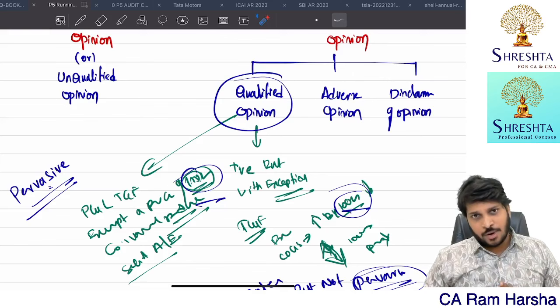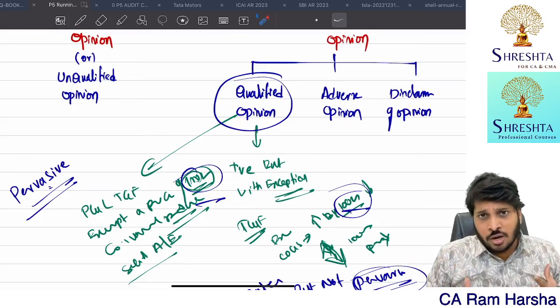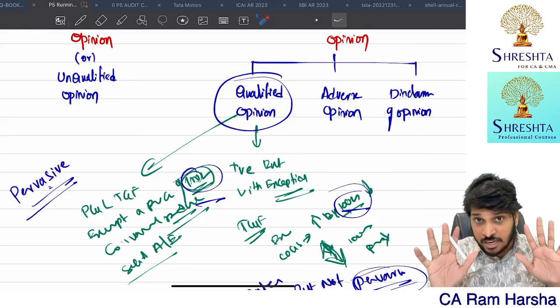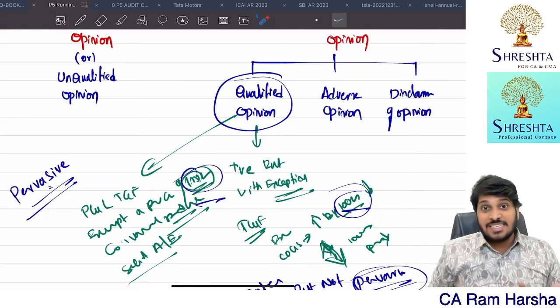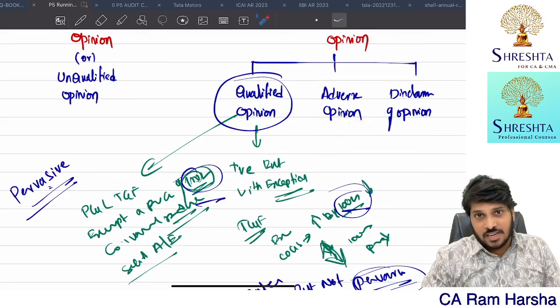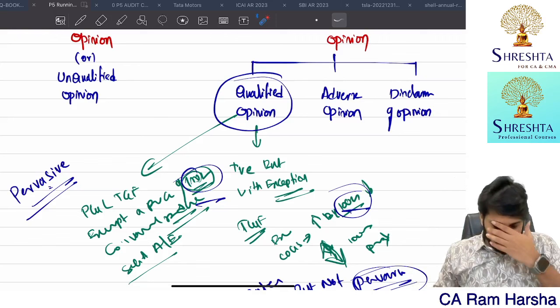You say that P&L is wrong. The director is asking, sir, how come you say wrong? Sir, see, 5000 crore mistake. See this, 2000 crore mistake. I have evidence. And it's a material mistake. Not only material, it's pervasive. The entire P&L is misleading the public. So it's pervasive. Adverse opinion. Understood or not? Next, another example.